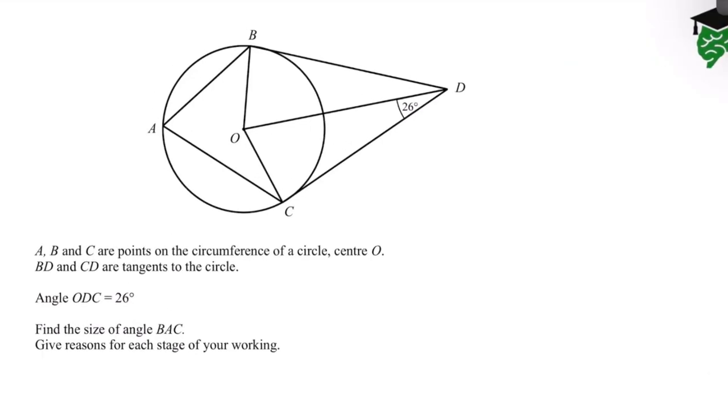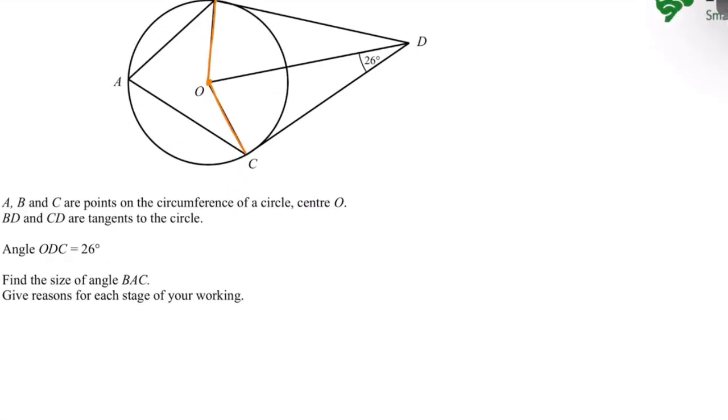So it says over here, A, B, and C are points on the circumference of a circle, center O. So we have our center O over here, and A, B, and C, they are points on the circle. Okay, it says BD and CD are tangents to the circle. Now, one thing you can see over here, when we have O to B, this is a radius because we have a center, a line going from the center all the way to the circumference. And over here we have a line going from the center to the circumference. So both of them are radii.